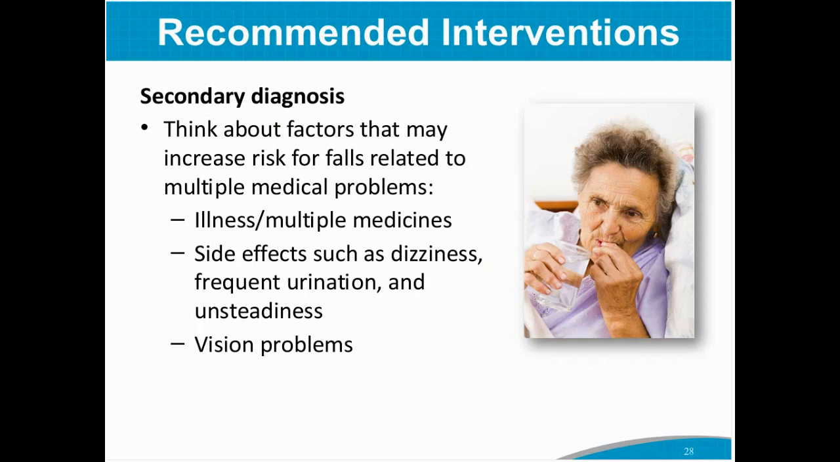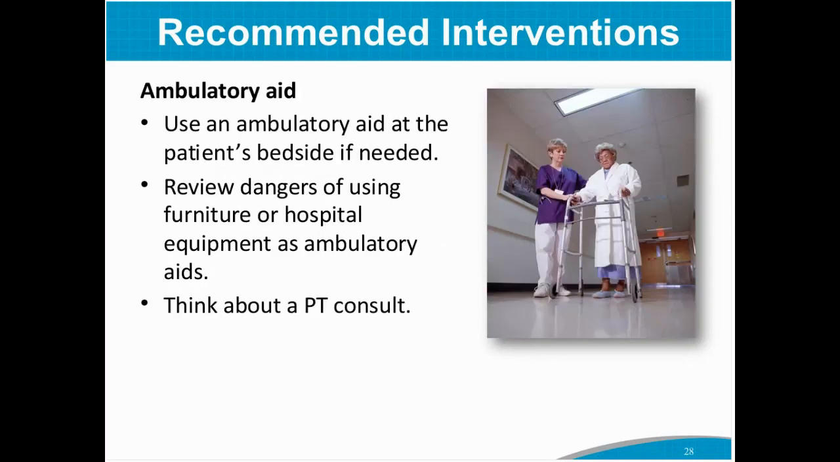The next area of risk is secondary diagnosis. So for secondary diagnosis, think about the factors that might increase risk for falls related to the multiple medical problems that patients often have. So for example, symptoms related to an illness, being on multiple medications, any side effects that they're experiencing, such as dizziness or frequent urination and unsteadiness, and vision problems. All of these things could cause the patient to trip or to have trouble getting to the bathroom by themselves, and they do increase their risk for falls.